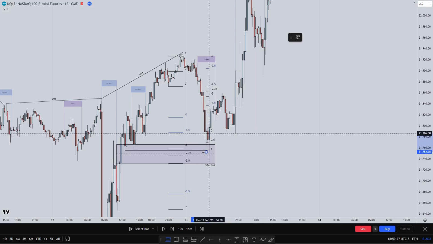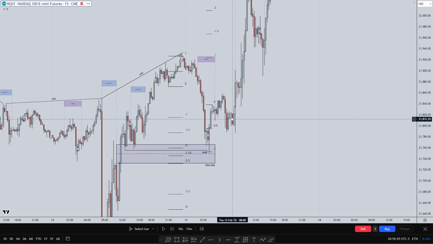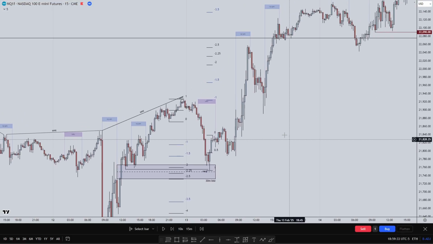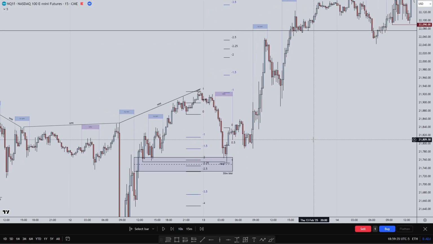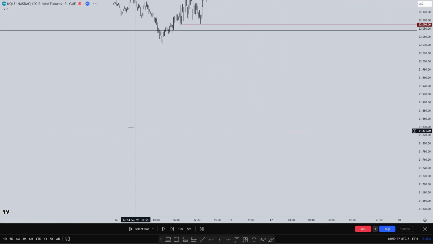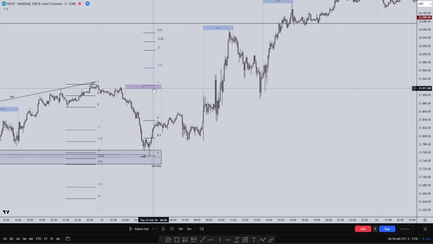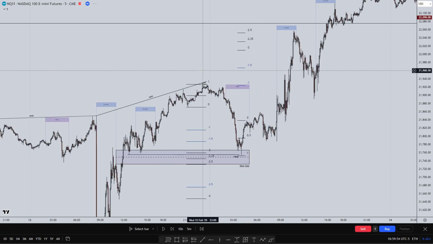Manipulated to, and then we get our 15-minute break that starts our distribution, right? And then you get that -1 retracement for the continuation to -2 off that news gap.